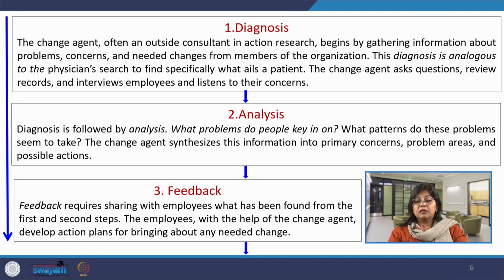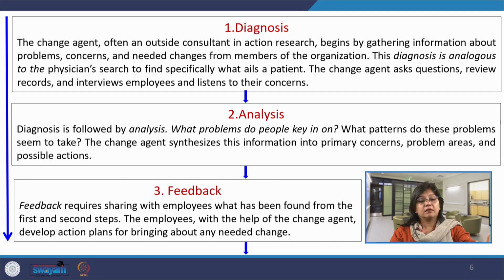So, this entails what patterns these problems seem to take. The change agent synthesizes this information into primary concerns, problem areas and possible actions. So, whatever data the change agent has, and what problem employees are focusing on and what is the nature of that problem, he will combine all together and then make the concern so primary that he identifies the core areas which are full of problems and then tries to deal with those problems while suggesting some change.